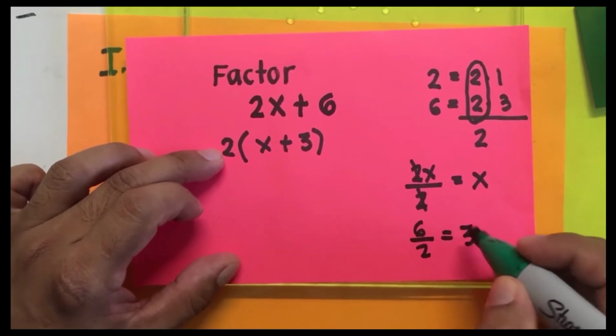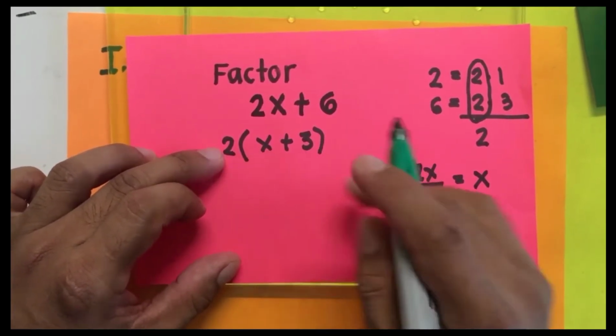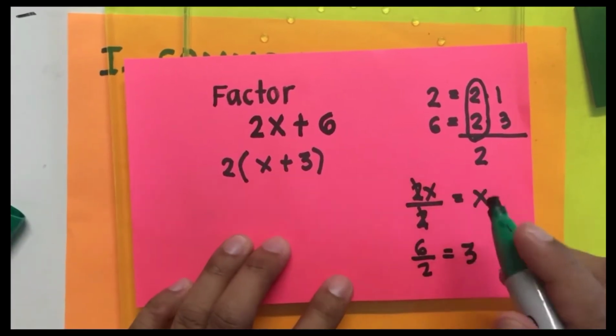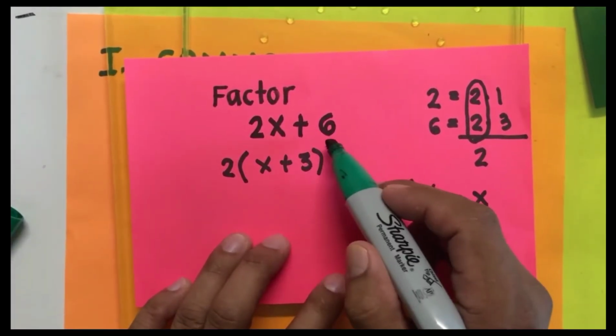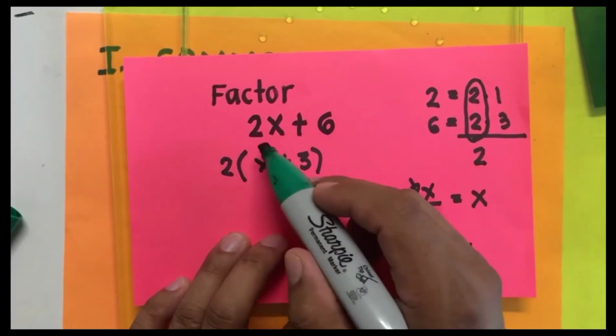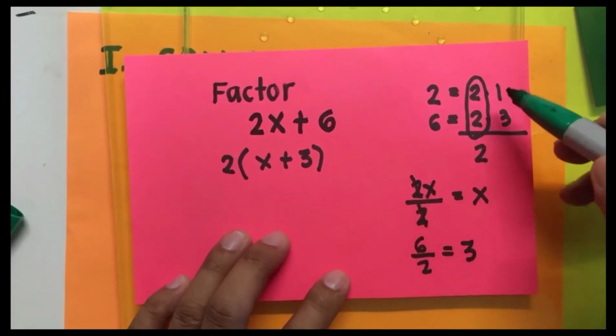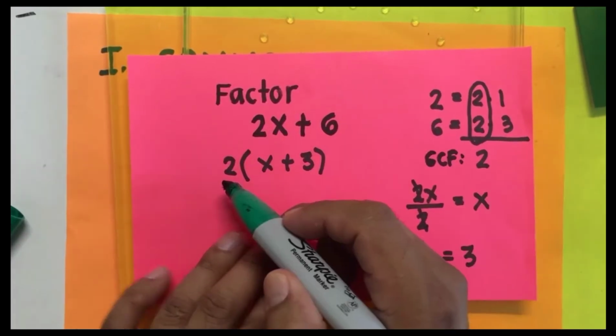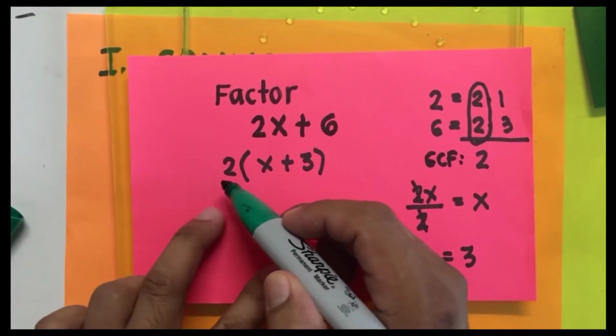We get 3. And that is the 3. So let me repeat the process. To factor the common monomial factor, first find the greatest common factors of the constants. The constants are 2 and 6, and then you do the prime factorization, get the GCF, and then that GCF is one of the factors.